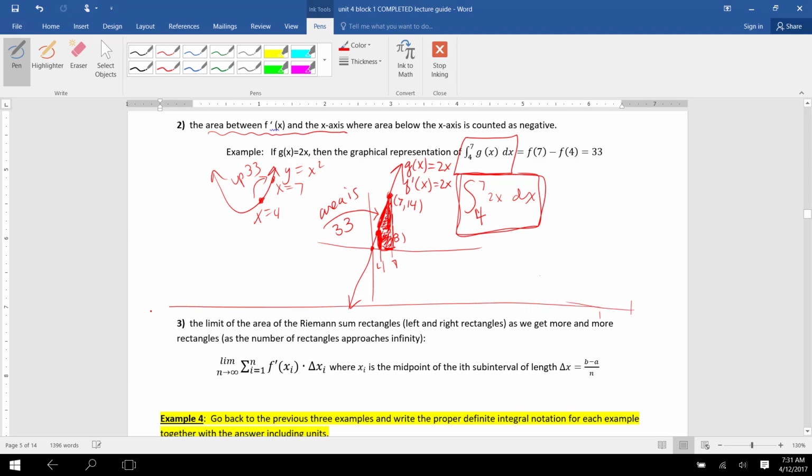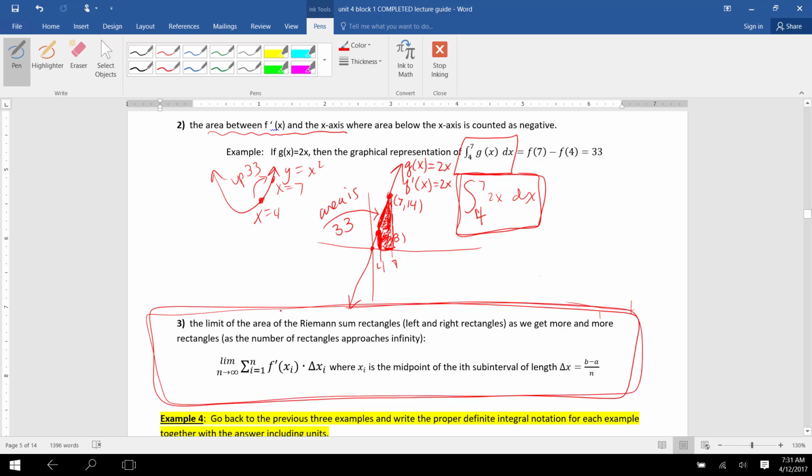This last one, we're going to come back to when we do a little bit more work first. This is more of the technical definition of that definite integral. The technical definition involves a limit of the areas of rectangles as they get smaller and smaller, and we'll come back and talk about that. So we'll just leave that there.